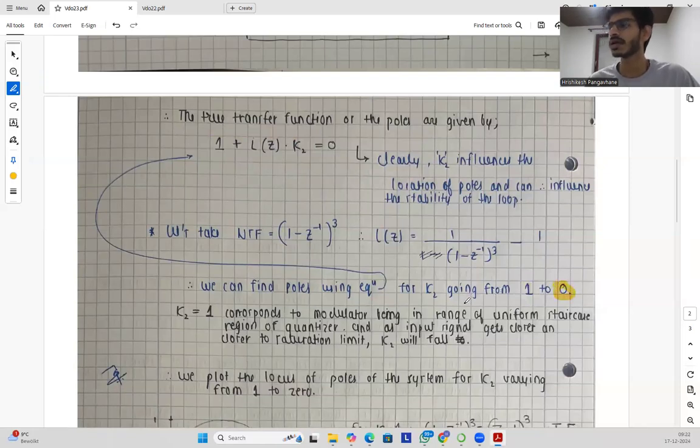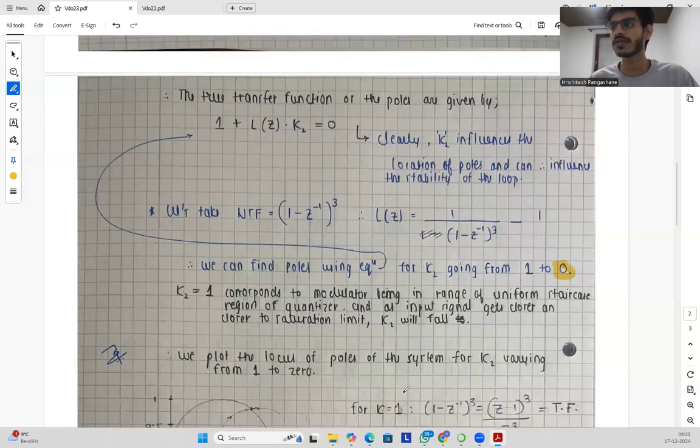So what do I mean by this? Basically we have a best-fit approximation, right? If it was perfectly linear, then our K1 and K2 would have been 1 and 1. But we have some error, so K2 will be lesser than 1, and it will go from 1 to 0. K2 equal to 1 corresponds to the modulator being in the range of the uniform staircase region of the quantizer, and as the input signal gets closer and closer to the saturation limit, K2 will fall.